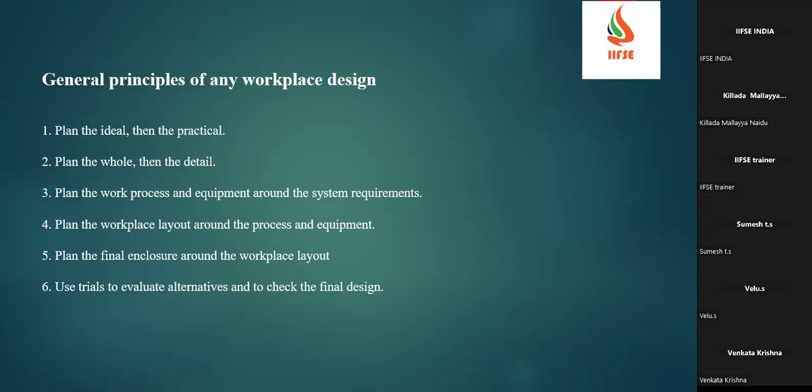Then other general principles for workplace design. Workplace design means plan the ideal, then the practical, and plan the whole, not the detail. Whatever is required based on your workplace design, you have to plan for the whole, then the detail. Sometimes they plan half of the workplace and say, okay, we'll do it later, but later we can't accommodate those changes. So we should plan for the whole work. Then plan the work process and equipment around the system and requirements. This is about the work process.